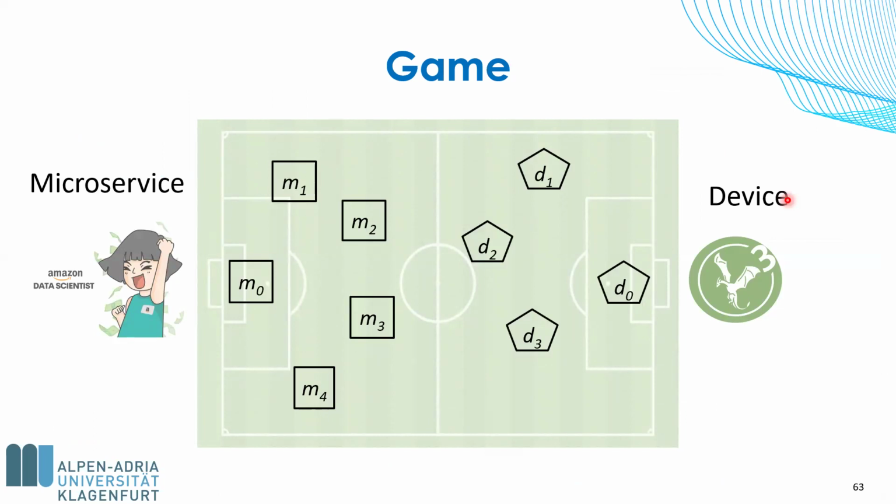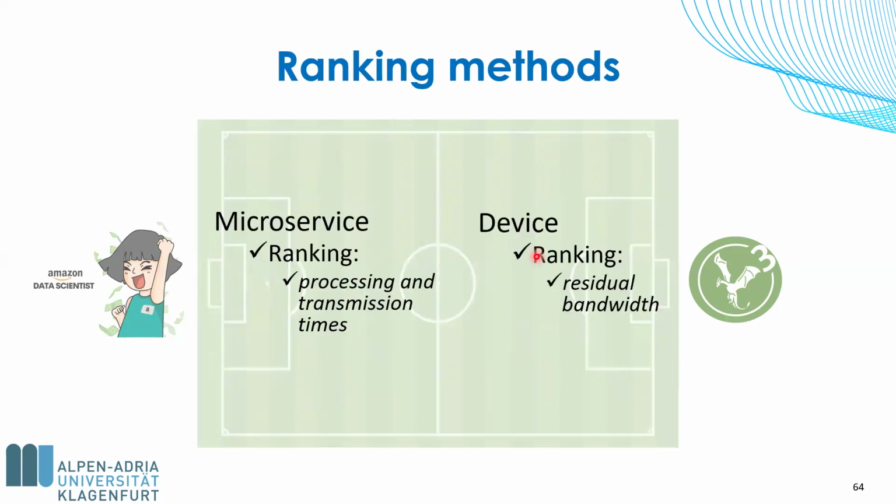The way that we approach solving the problem was based on a game. We assume a game between the microservices on one side, interconnected through a structure of a directed acyclic graph, to be played with the devices on the other side, interconnected throughout the computing infrastructure. The microservices rank the devices based on the processing time and transmission, while the devices rank the microservices based on the residual bandwidth.